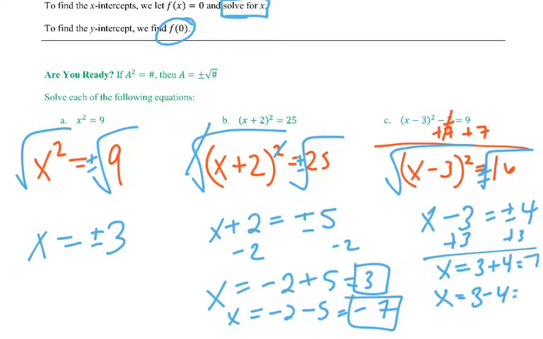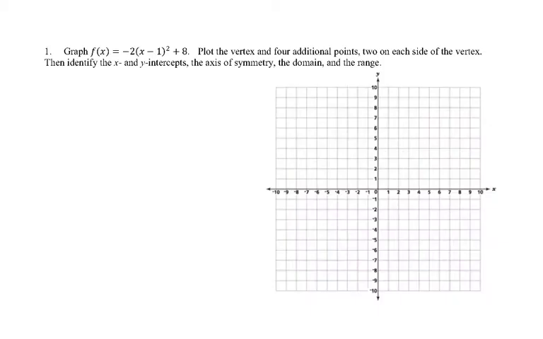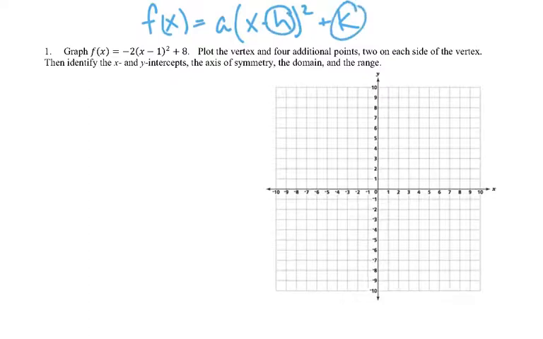So we end up with 7 and negative 1 as our two answers for this one. Let's look at an example where we're going to graph a quadratic equation or function in vertex form. So I'm going to write the general vertex form on the top. Remember that's f of x equals a times x minus h squared plus k. So we can get our h value and our k value for our vertex just by looking at the equation.